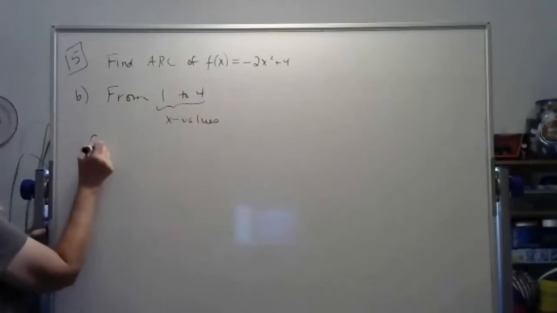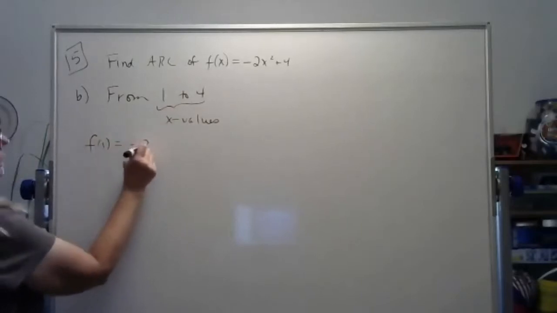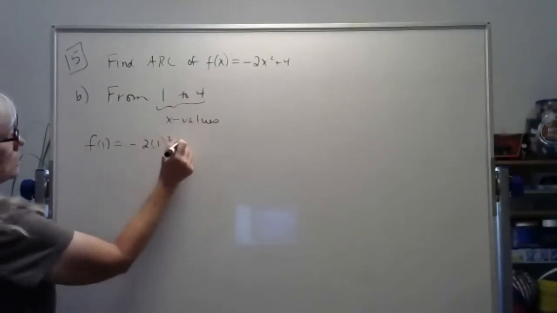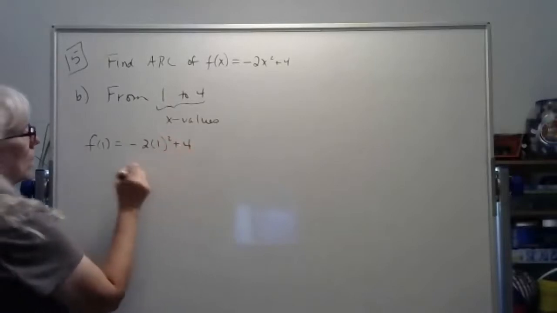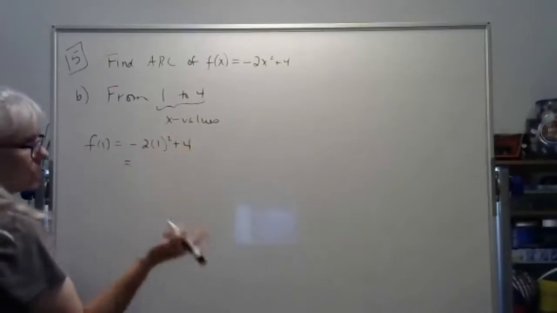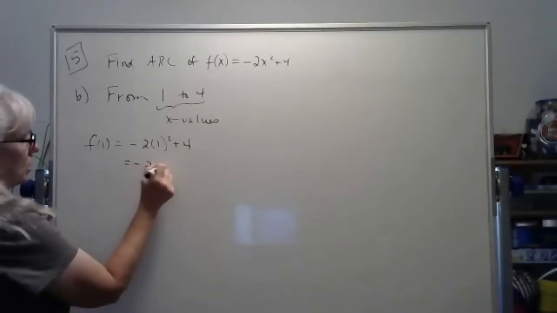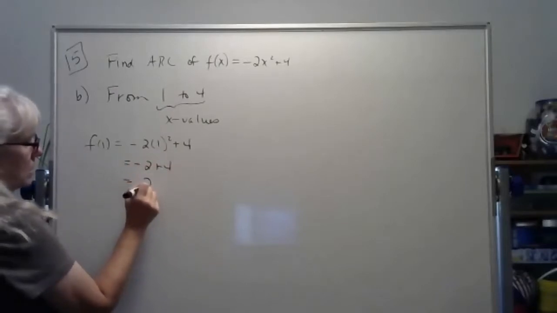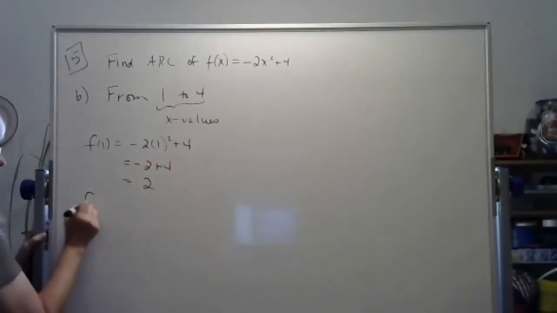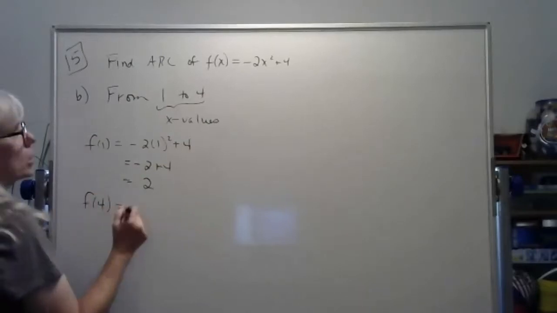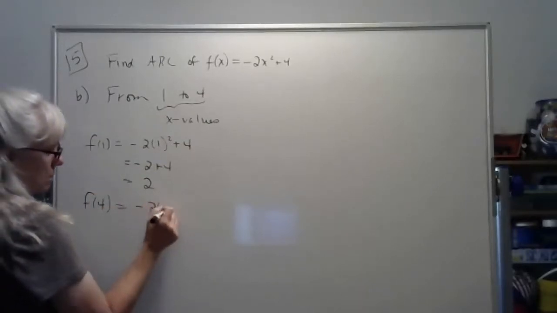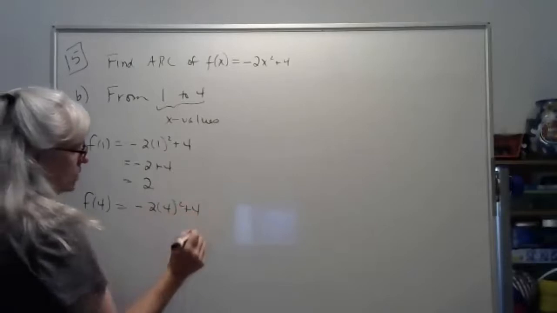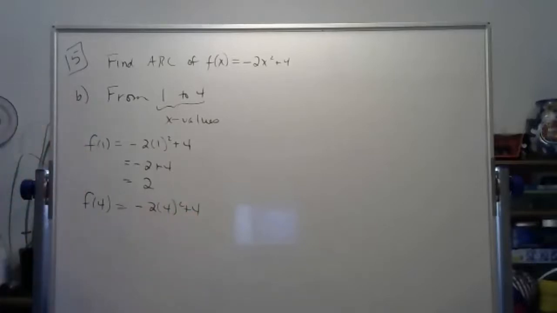So we're going to do f of 1. That would be negative 2 times 1 squared plus 4. Again, squaring first, 1 squared is 1. So that's just negative 2 plus 4, which gives me 2. And I'm going to plug in f of 4. Okay, I've done all the work. You go figure out what f of 4 is. So go do the arithmetic and tell me what the end result is for f of 4.